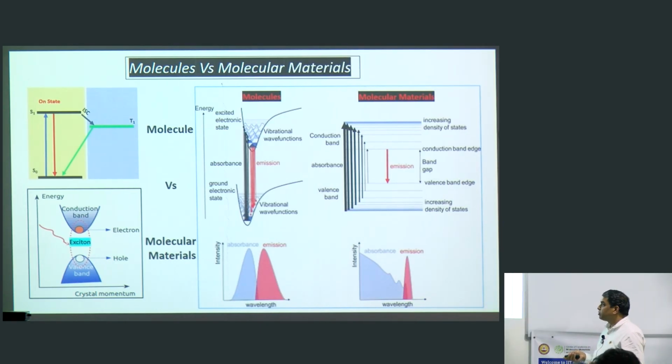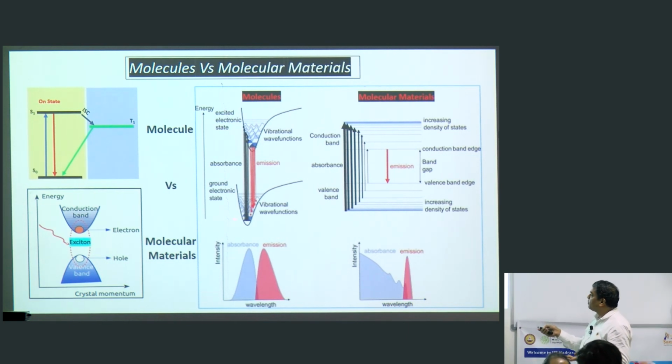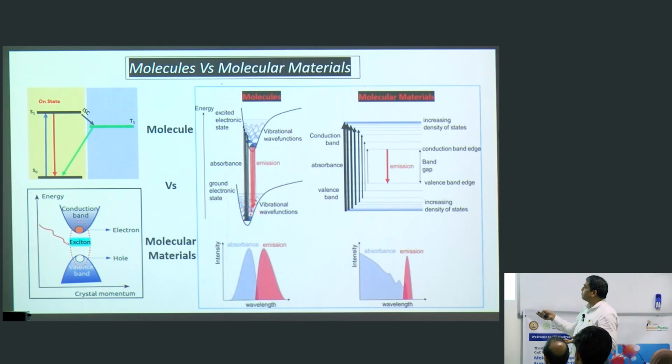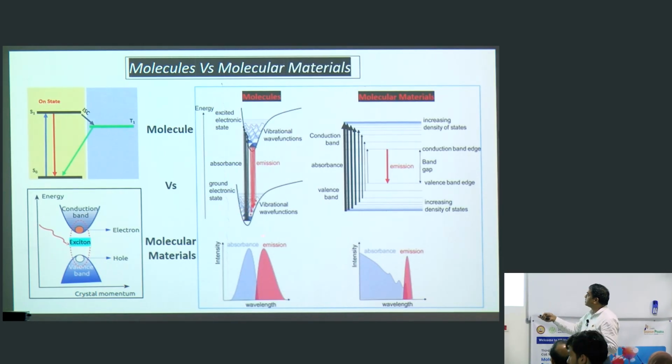Because of this exciton creation, whenever there is radiative recombination, as was talked about by Professor Patra, we have emission or fluorescence. If we have non-radiative recombination, we do not have anything. In molecules, we have very defined S0, S1 and their vibrational levels, with excitation and emission. When molecular materials or band gap materials come in, the modification happens here.